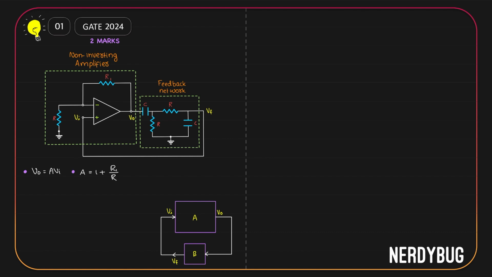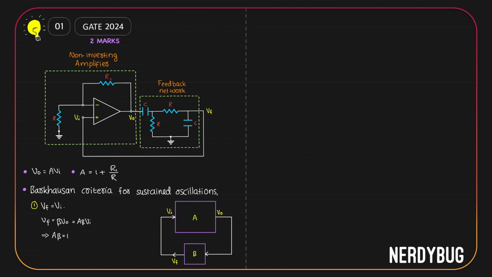In the question, it is given that the circuit is supposed to give sustained oscillations. For sustained oscillations, we have to consider the Barkhausen criteria. The first criteria is that VF should be equal to VI. Now, VF is the output of our feedback network. The input is VO. Gain is beta. So, VF will be beta times VO. But VO is A VI. So, VF will be A beta VI. Now, if VF should be equal to VI, that means A beta should be equal to 1. That is our first condition.